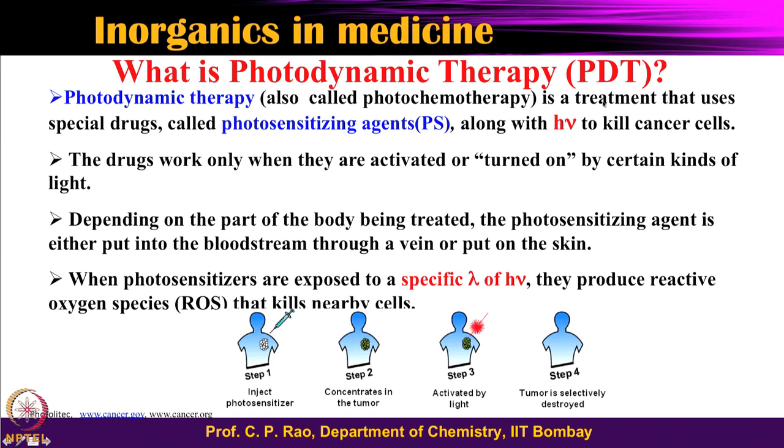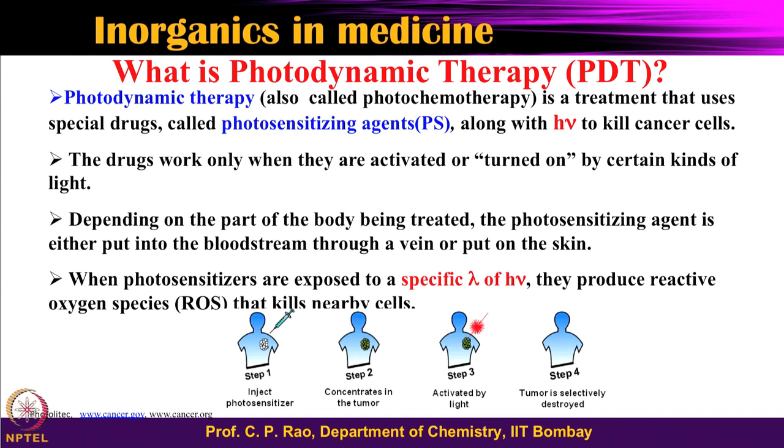What we have seen earlier is just the chemotherapy. Photochemotherapy is a treatment that uses special drugs, and these drugs are photosensitizing agents or photosensitizing compounds, okay, or sometimes shortly known as a PS. And these will act when you shine light on them, and they will kill the cancer cells.